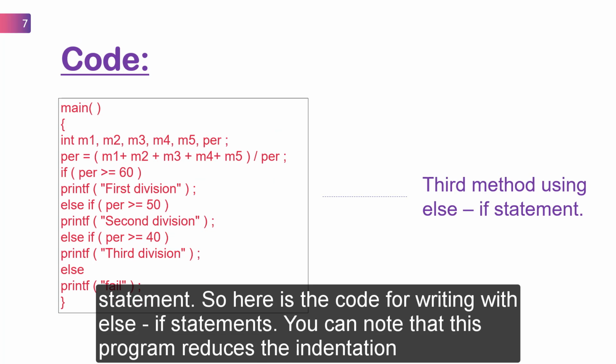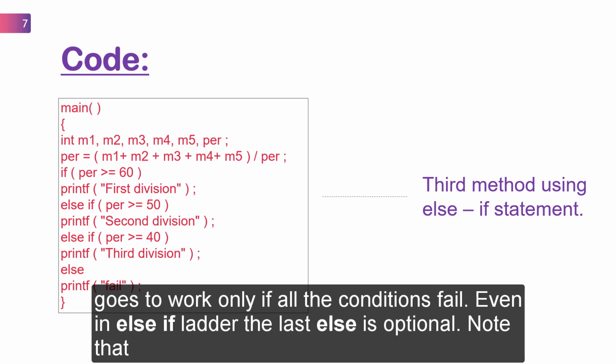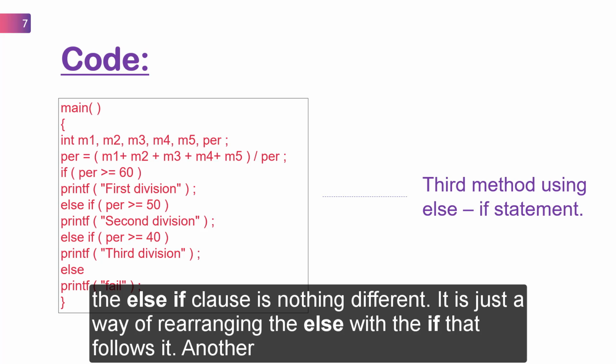So here is the code for writing with else if statements. You can note that this program reduces the indentation of the statements. In this case, every else is associated with its previous if. The last else goes to work only if all the conditions fail. Even in an else if ladder, the last else is optional. Note that the else if clause is nothing different. It is just a way of rearranging the else with the if that follows it.